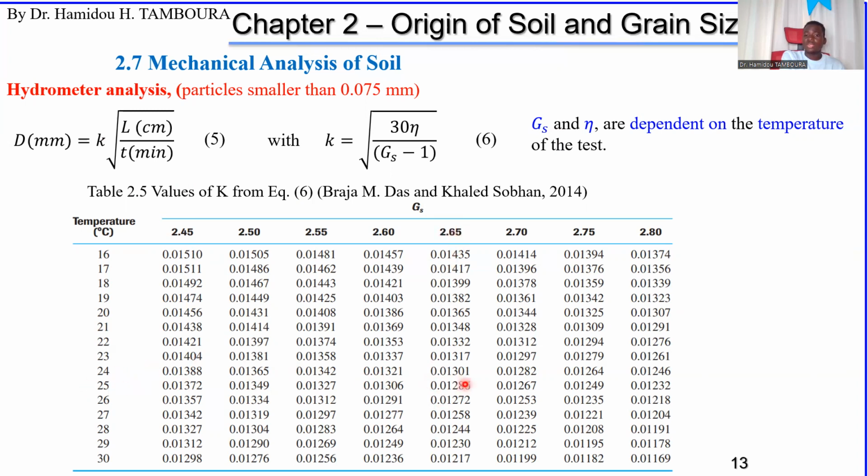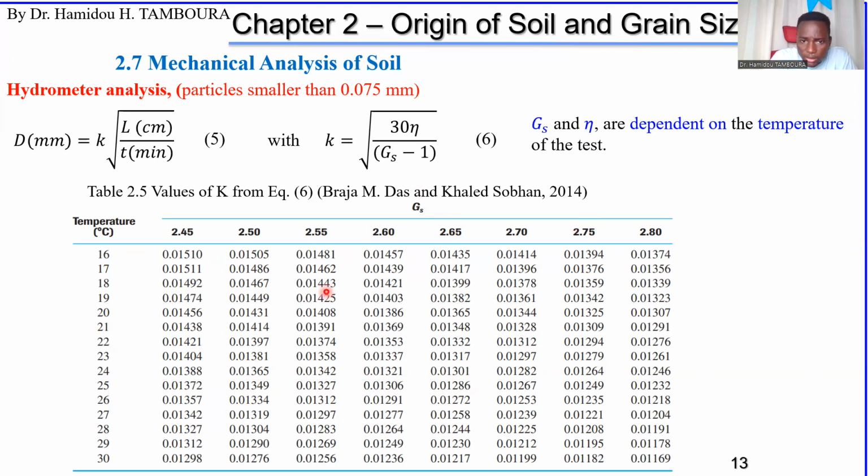Now, how do you get the value of specific gravity? The hydrometer will give you that by reading the hydrometer. We will talk about this next, in the next slide, how you obtain this.